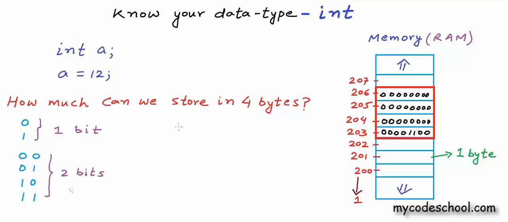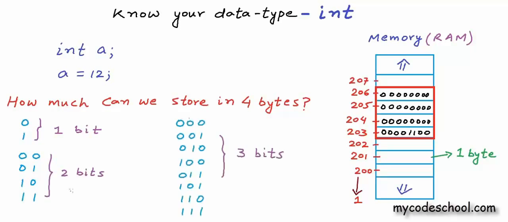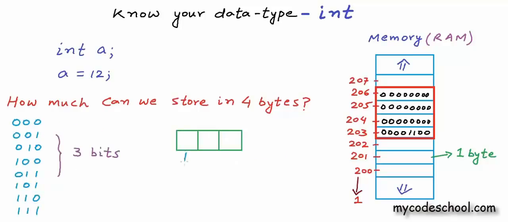Now with 3 bits we can have 8 possible values. We can have 8 possible permutations and combinations of 1 and 0. For each bit position, we have two choices. We can either have a 0 or a 1. And corresponding to these two choices, we have two choices for the next bit position. And corresponding to a combination of these two positions, we'll have two choices for the next position. So with 3 bits, we can have 8 possible values.